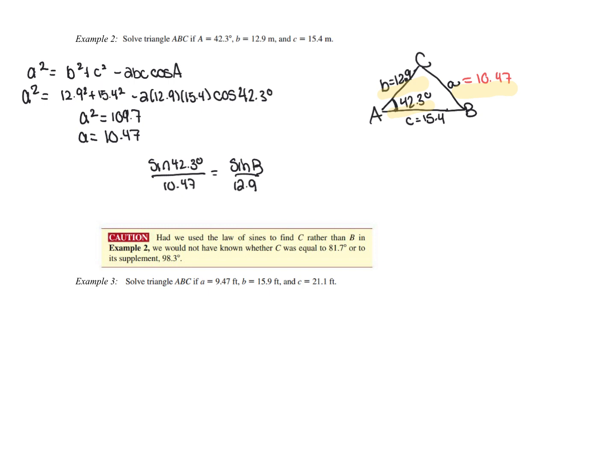I'm going to cross multiply and divide, and then you're going to get a decimal, and you're going to have to arcsine it. And when you're done arcsining it, you should get that big B equals 56 degrees. Please pause the video at this point and go ahead and make sure that's what you get. And now we know what big B is. We can find big C by doing 180 minus the 42.3 minus 56. So big C is equal to 81.7 degrees.